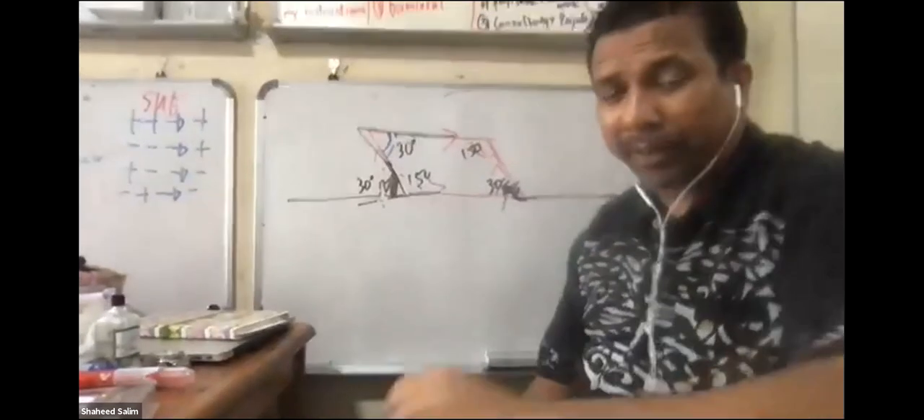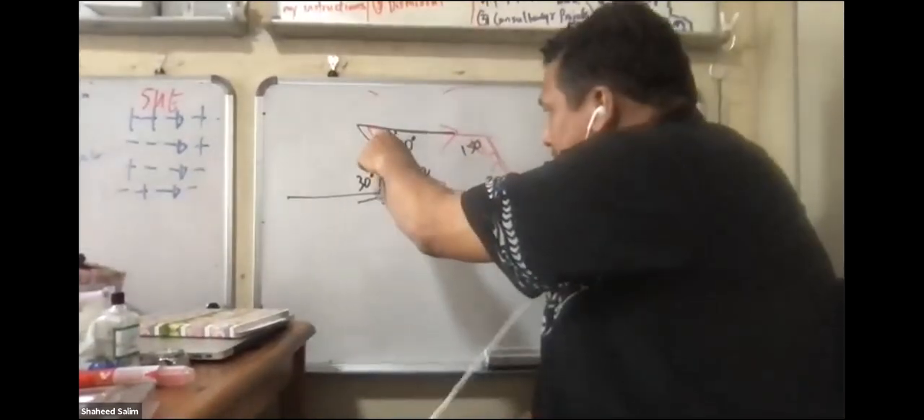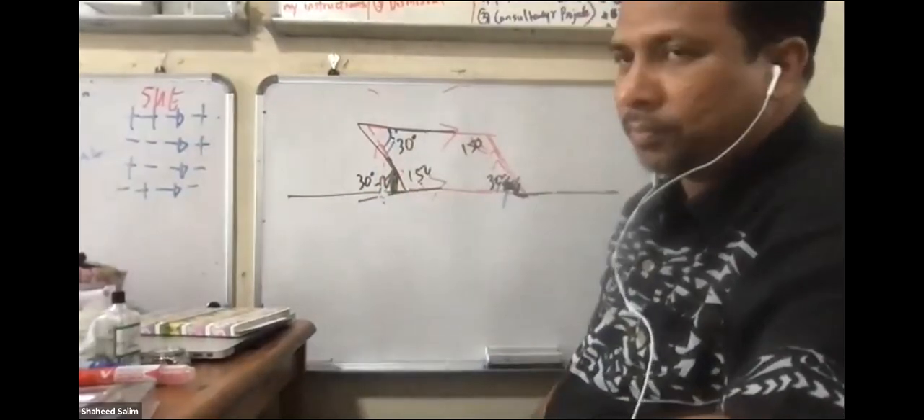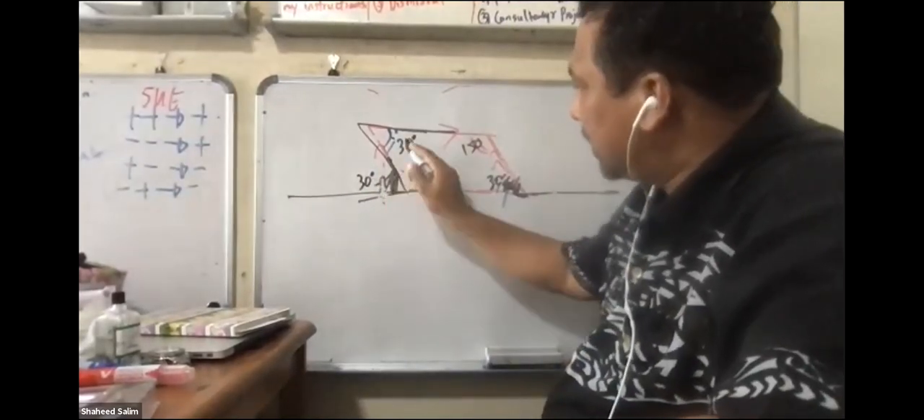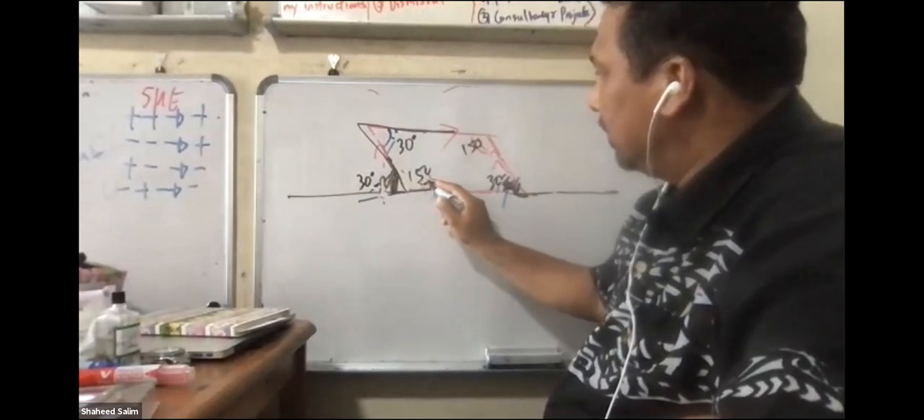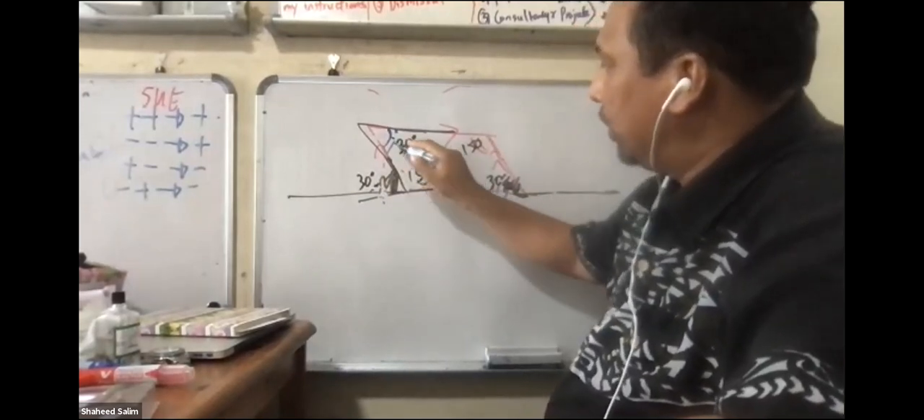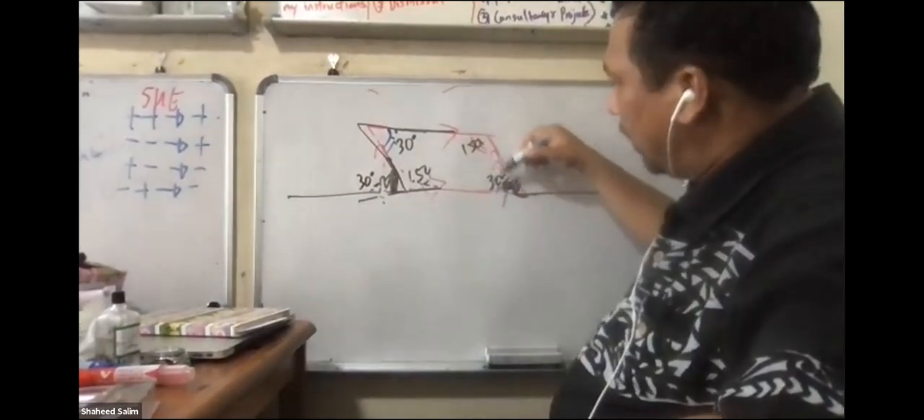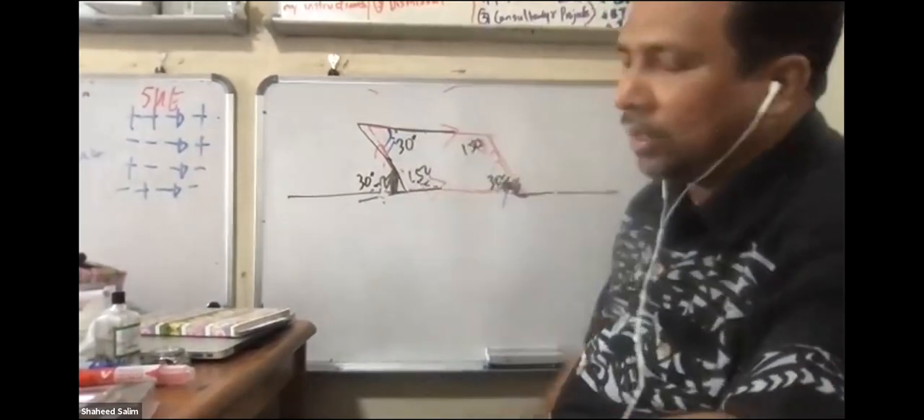I want you to have a look at the pattern very clearly. Opposite angles are the same. I can do a Z here, right? This angle and this angle is the same. So 180 minus 30 gives me this. So these two must add up to 180. These two must add up to 180.